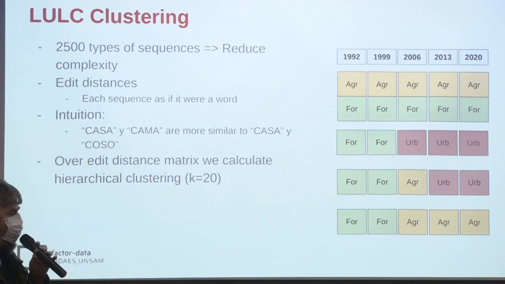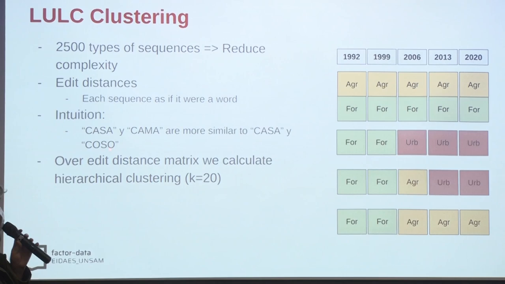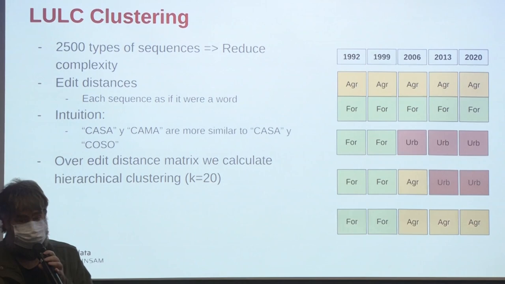If I have casa and cama, which, sorry, this works in Spanish, but it would be like house and bed in English, I have to change one letter to transform this into this. But I have to do at least two operations to transform casa into coso, which would be house and thing, something like that. So these two words are more similar to each other than these two words.